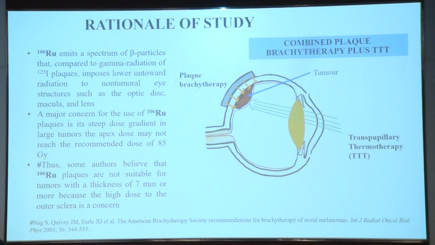Ruthenium produces beta radiation, compared to iodine-125 plaques, which normally produce gamma radiation. Since beta radiation is not as penetrating as gamma radiation, the untoward radiation to the surrounding structures was minimized. But the major concern was that because it has a steep dose gradient, a steep dose fall rate, the apex may not receive adequate treatment if the tumor is more than 7 mm.